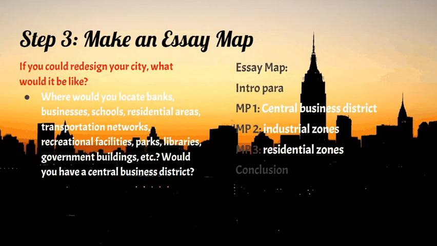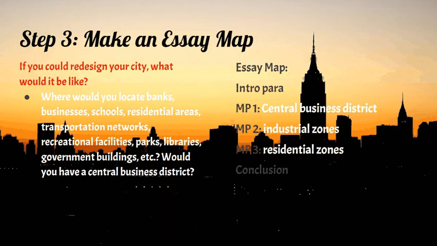One of the things that you could do is pick zones. In this one, you can see on this essay map, in my first body paragraph, I pick Central Business District, which is also known as the city core. In the second body paragraph, I talk about the industrial zones. That's where things are made. Or if you live in a farming city, that might be where the farms are. Farms actually make things: crops and animals and all of that. And then a third body paragraph would be residential zones.